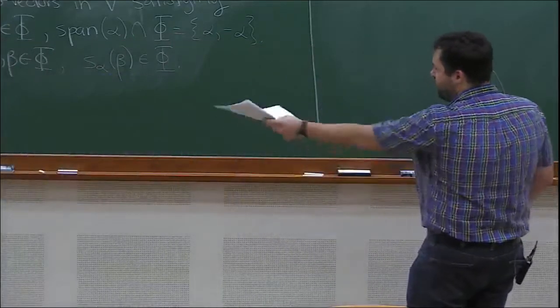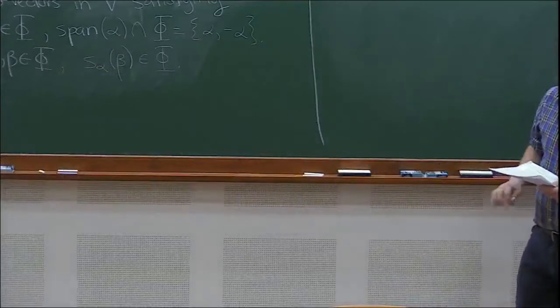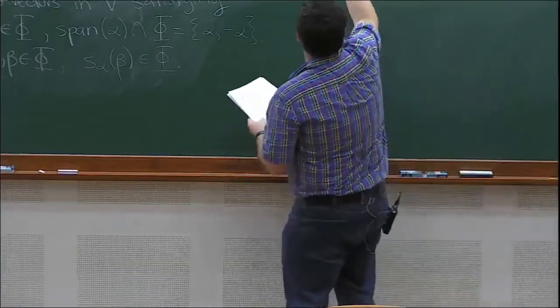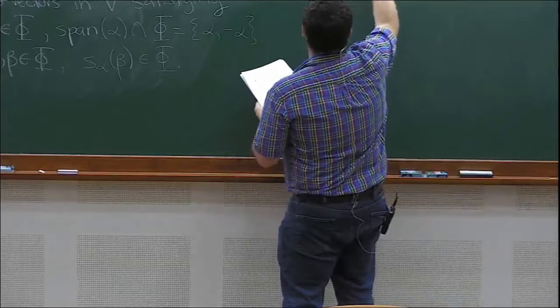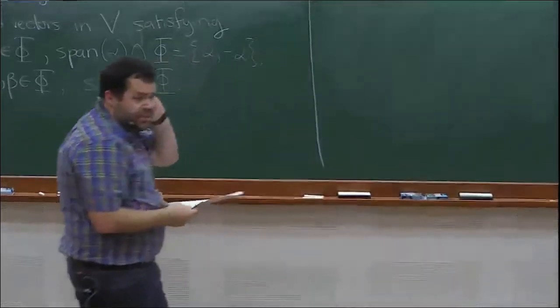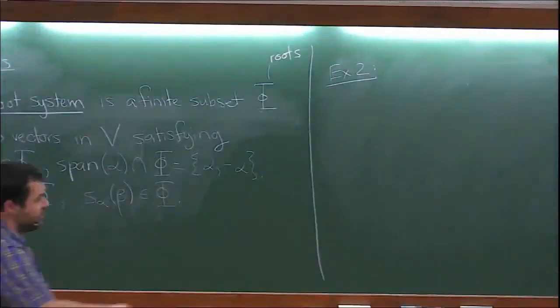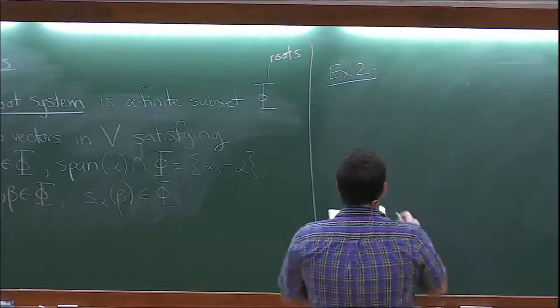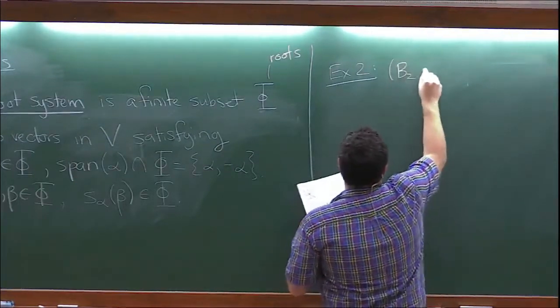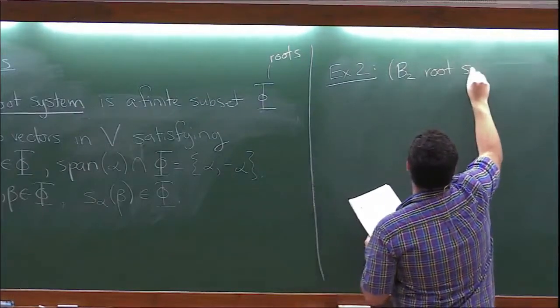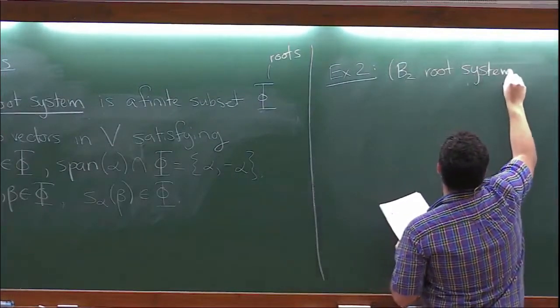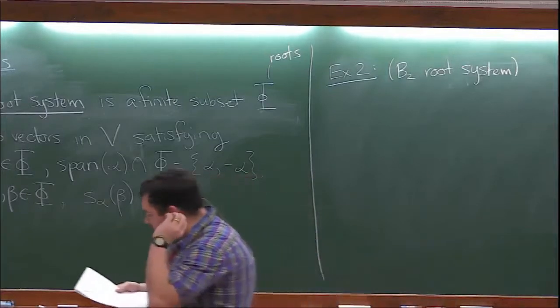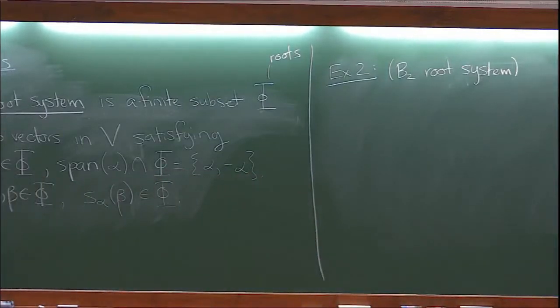Maybe I should do one more example. I should just mention one more example like this. This one is called the B2 root system, corresponding to that second picture there. For this one I'll just draw the picture. This is the symmetry of a square.